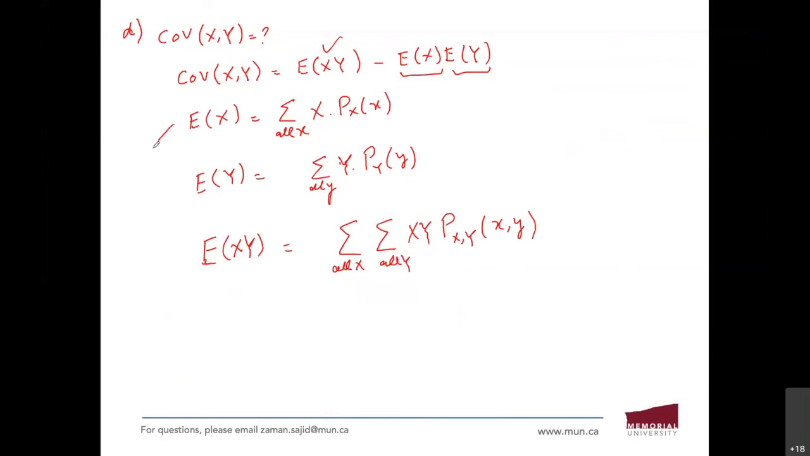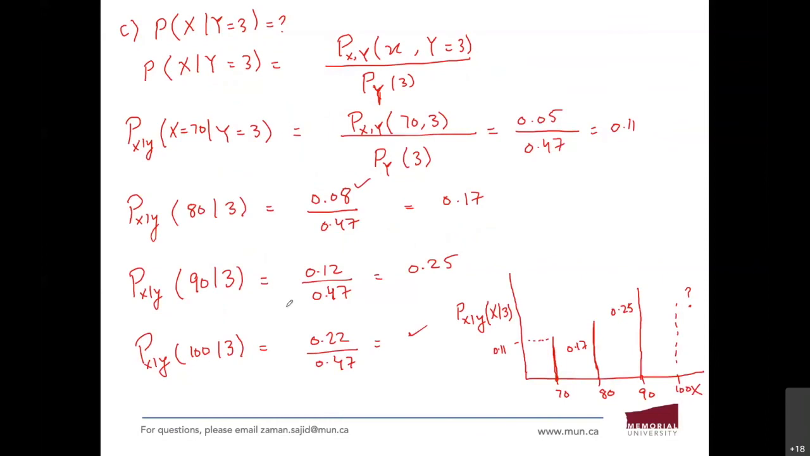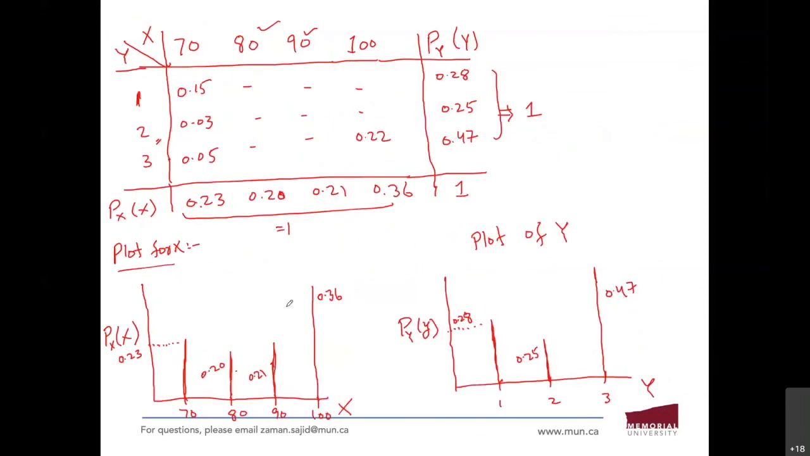Now this one, E of X, so I need to multiply my x values with the marginal probabilities of x. So I'm going back to that table. I'm doing it. So this is my x value here. I need to multiply it with the marginal probability value of x, 0.23. And similarly, 80 times 0.20 plus 90 times 0.21 plus 100 times 0.36.